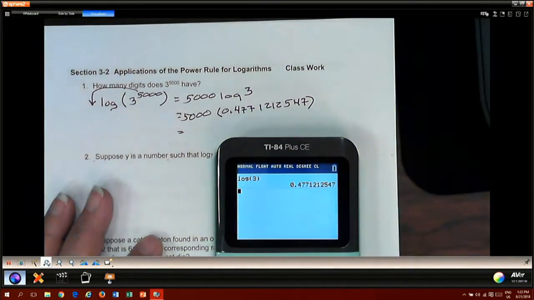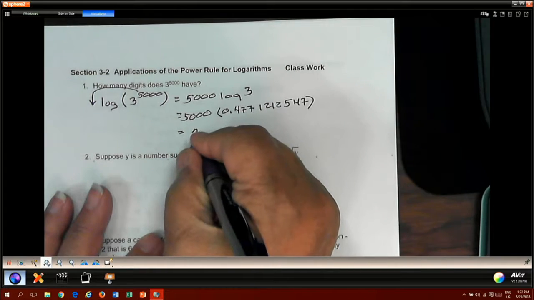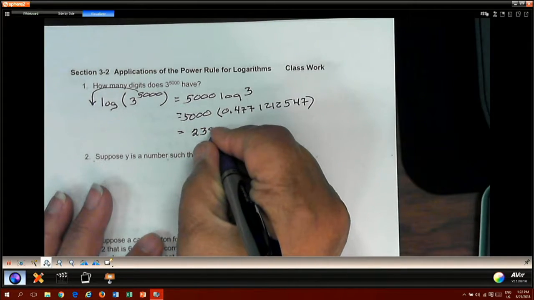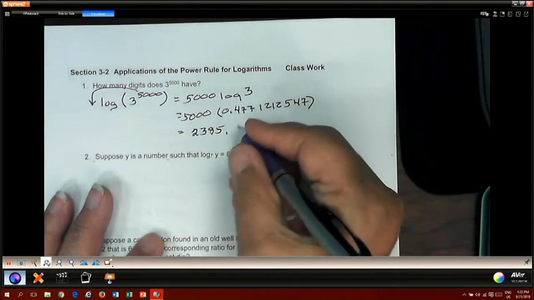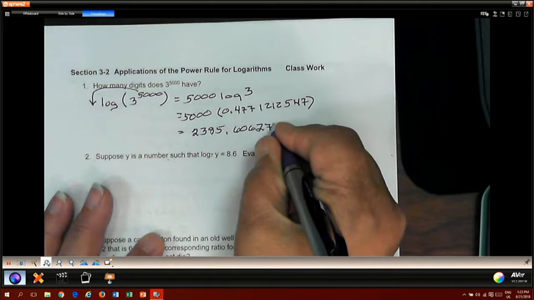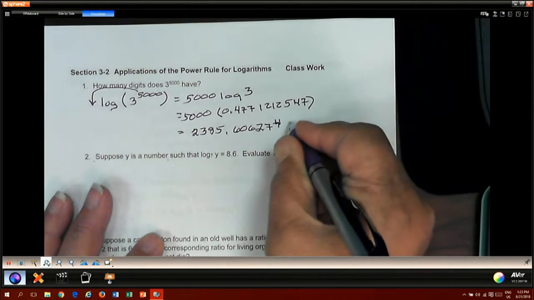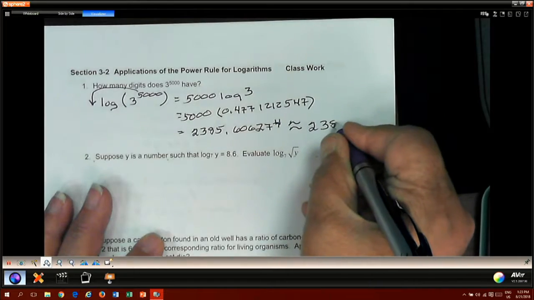And multiply it by 5,000. Gives us 2,385.606274. Which is approximately 2,386.